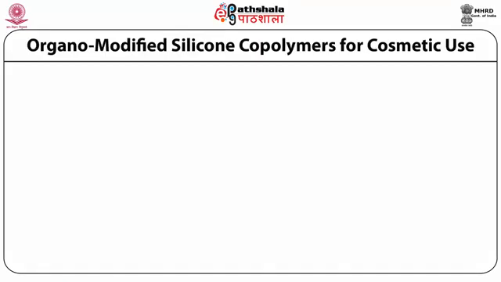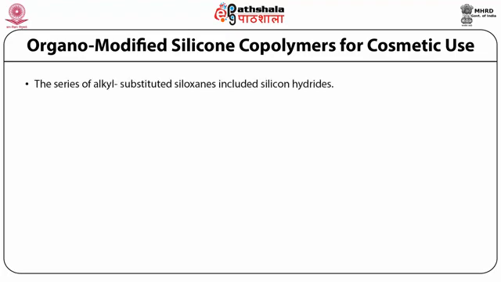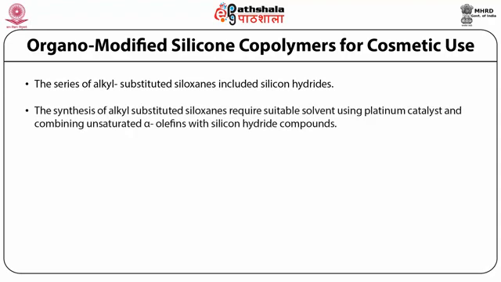Organo-modified silicone copolymers for cosmetic use. The series of alkyl substituted siloxanes include silicone hydrides. The synthesis of alkyl substituted siloxanes requires a suitable solvent using platinum catalyst. Alkylation of silicone enhances its character of moisturization and improves compatibility with other cosmetic raw materials.